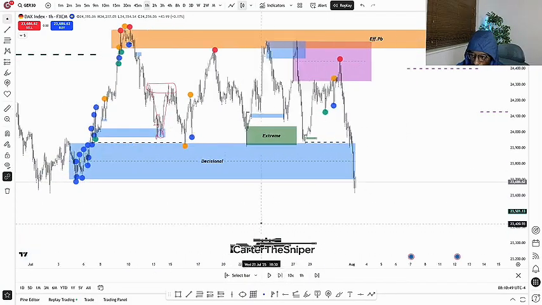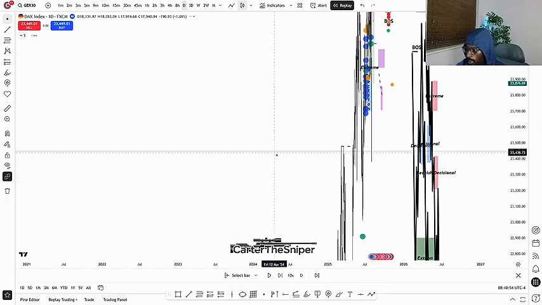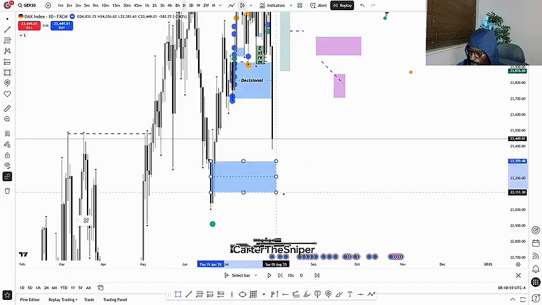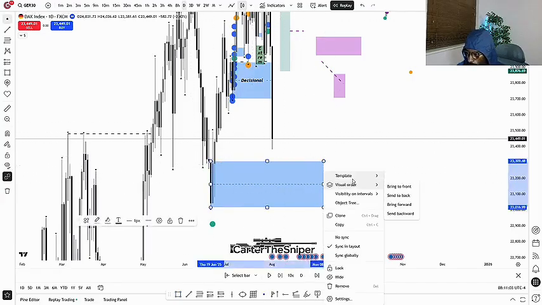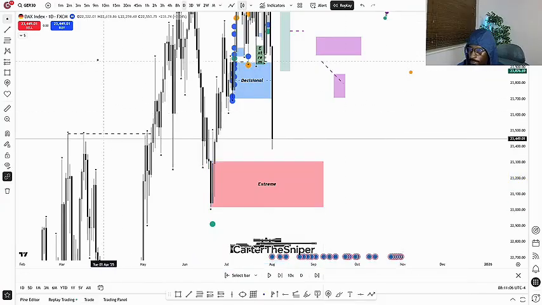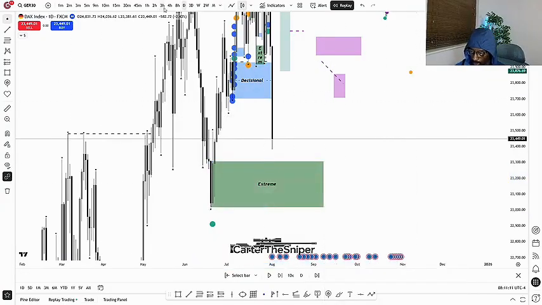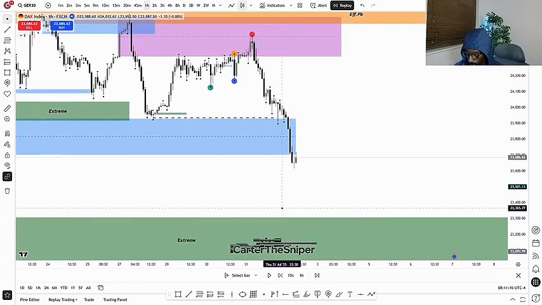Where could we possibly go now? What could we possibly do? We haven't hit the extreme, and we need to hit the extreme. Let me go on the daily and mark out the extreme again. The extreme was here where we took the trade from. So we haven't touched the extreme yet, and we've broken the decisional. Remember this. Extreme. And now let's go on the hourly again. Look, we haven't touched the extreme yet.